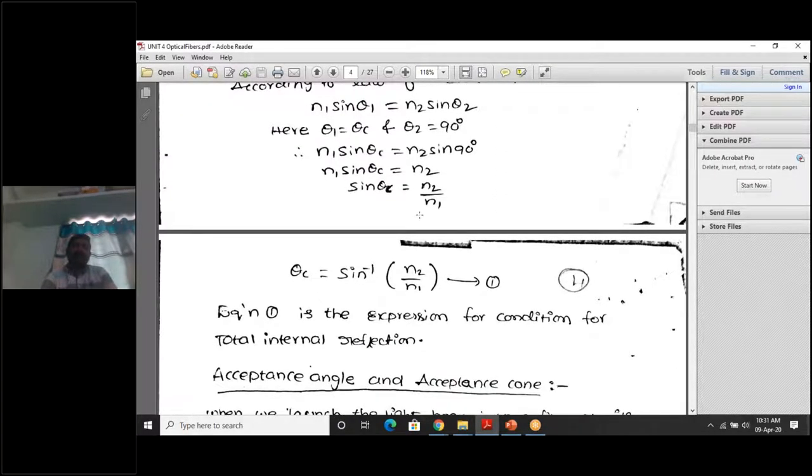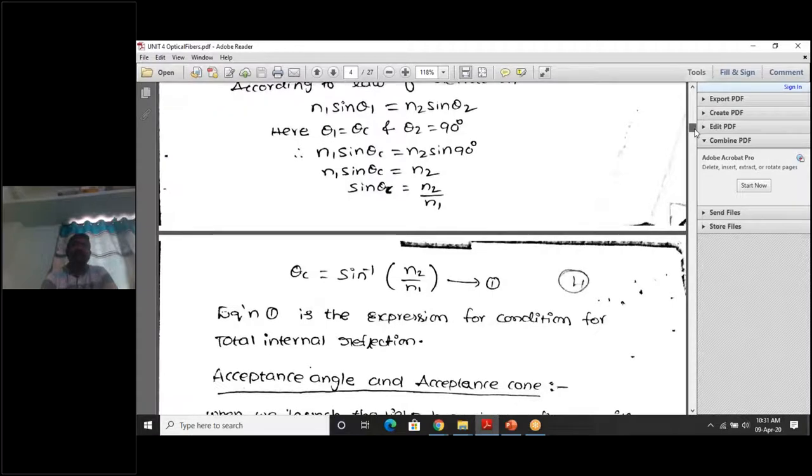Please remember this formula. We are going to use this formula in the case of acceptance angle. Sin theta c is equal to n2 by n1, so we can conclude that theta c is equal to sine inverse of n2 by n1. So this is the expression for critical angle.